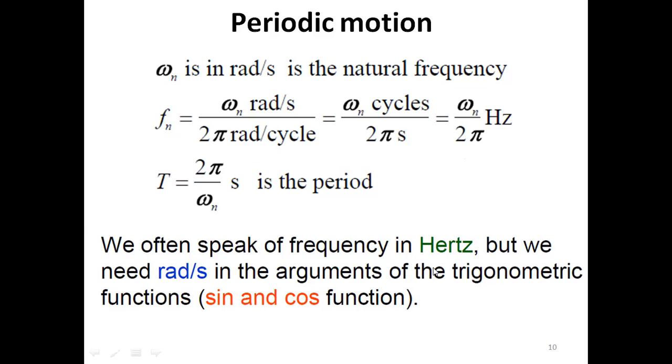We often speak of frequency in hertz, but we need radians per second in the arguments of the trigonometric functions, sine and cos functions. So it means normally when we do measurements or experiments, we have to measure the frequency in hertz. But when we are doing the derivation or modeling, most of the time we would be using omega n.